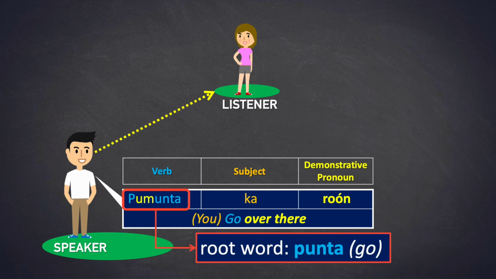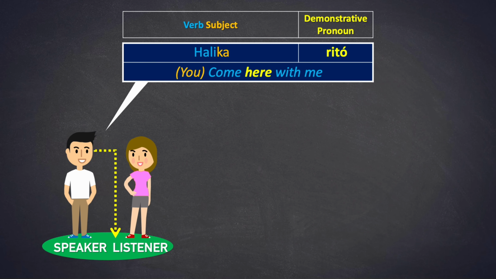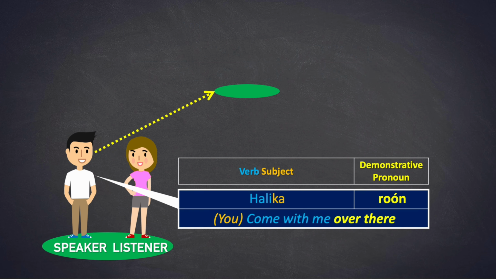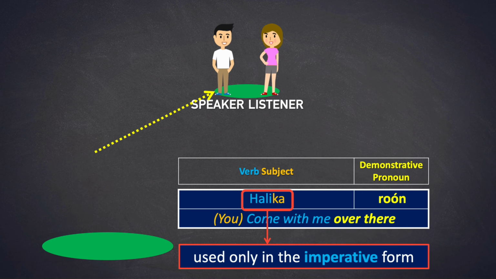The verb pumunta comes from the root word punta, to go. There is another way of saying come here in Tagalog, and it's a bit strange. Halika rito. Come here with me. Halika roon. Come with me over there. Halika is a strange verb. Notice that it combines the second person pronoun ka. This is the only instance you can use this verb.